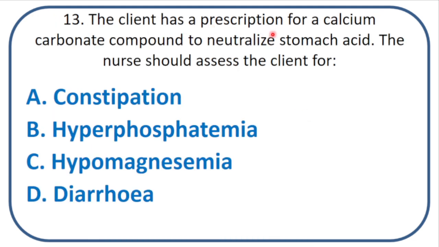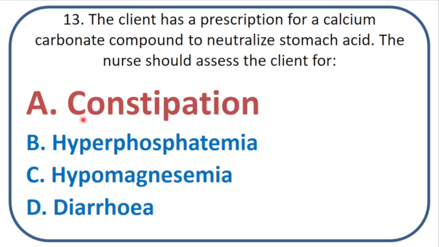13th question. The client has a prescription for a calcium carbonate compound to neutralize stomach acid. The nurse should assess the client for constipation, hyperphosphatemia, hypomagnesemia, diarrhea. So the correct answer is option A, constipation. The main side effect of calcium compounds or calcium carbonate is constipation. So the nurse should assess the bowel movement regularly.